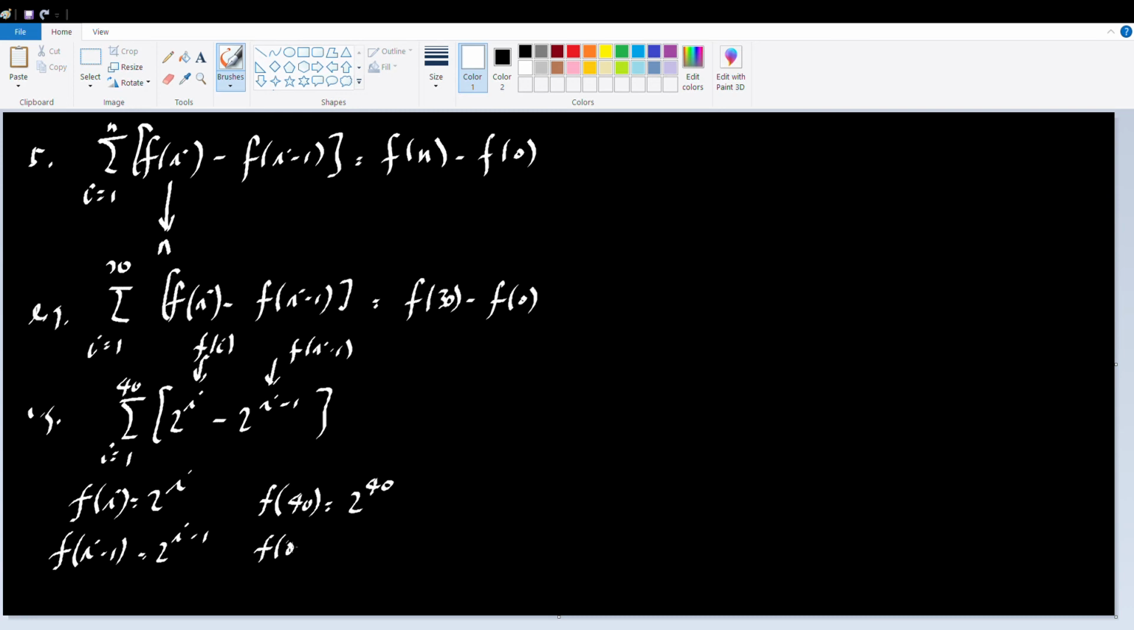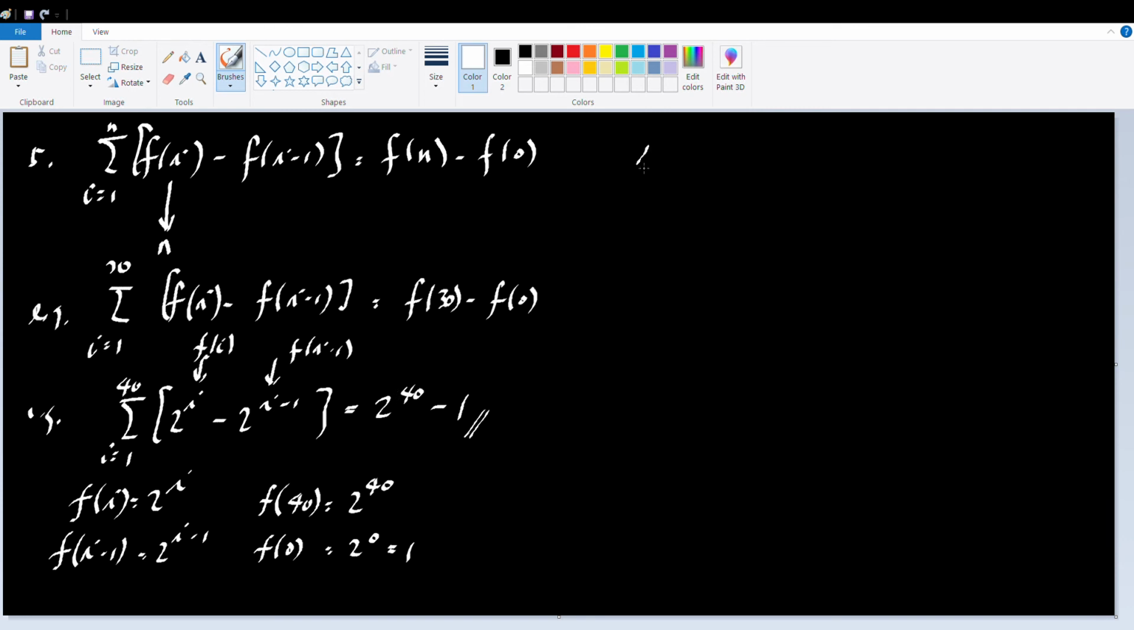And then f of 0, that will be 2 raised to 0 or 1. So, immediately we find that this is equivalent to 2 raised to 40 minus 1. Okay, without expanding the sigma.